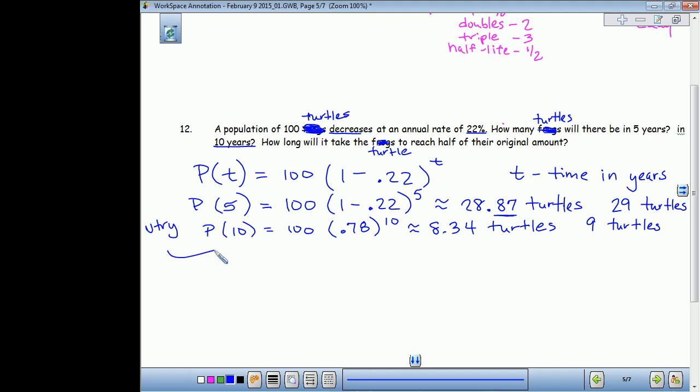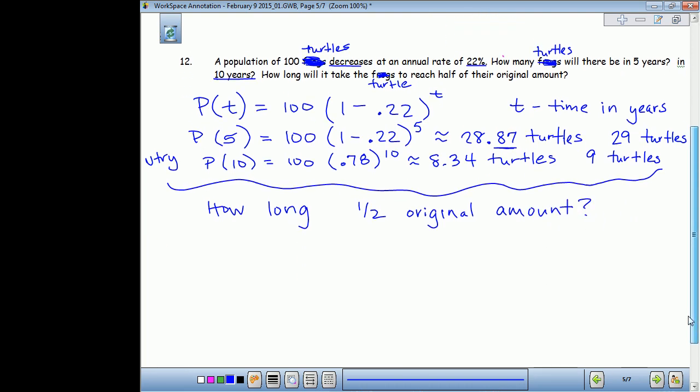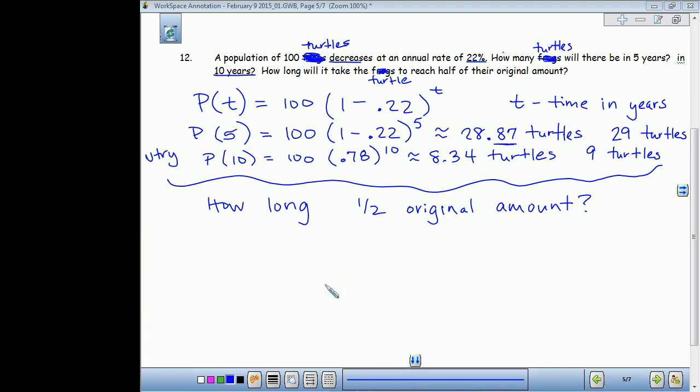Okay, now the other thing we did when we looked at exponentials was we solved them. So I might have asked you, how long will it take for the turtle population to reach half its original amount? Okay, and so how would we do that? Isn't there a good way to do that on a calculator? That's what I would have done.